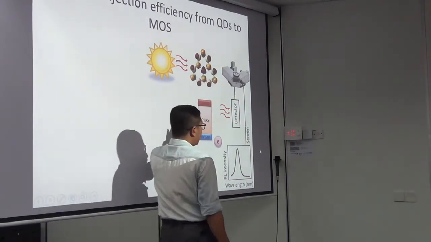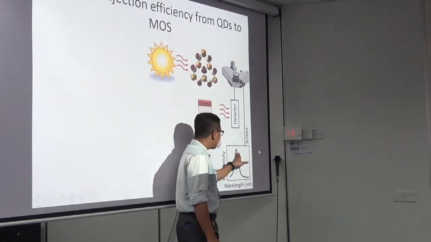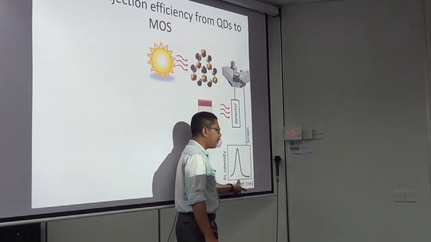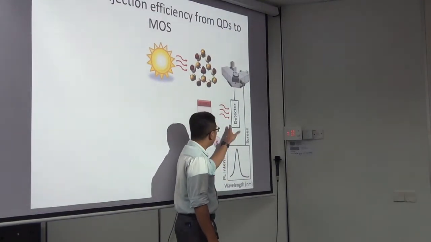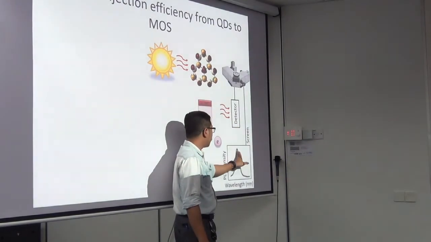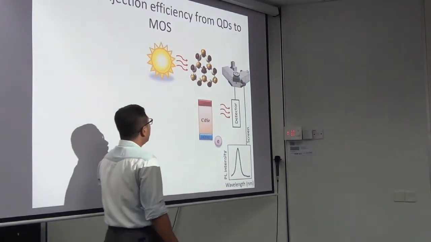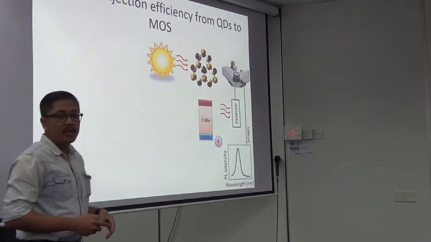Now we have to refer to the peak of the graph. And we slide down the peak and we get the wavelength. What wavelength? This is the wavelength of the emitted photon. So this is the first stage during the study of electron injection efficiency.